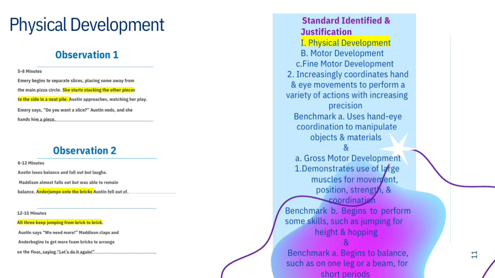Next is physical development. In observation 1, Emery starts stacking other pieces of the pizzas to the side in a neat pile. This shows increasingly coordinated hand and eye movements to perform a variety of actions with increasing precision. And then in observation 2, we had two examples: Ander jumping onto the bricks, and then all three children jumping from brick to brick. This demonstrates use of large muscles for movement, position, strength, and coordination.